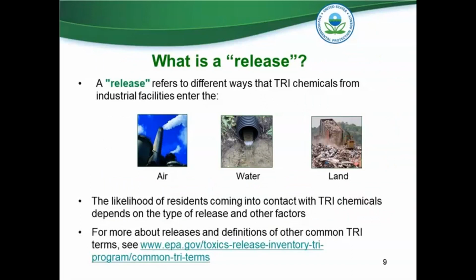So when we say release, we use this word a lot in talking about TRI, of course, and the term release refers to the different ways that TRI chemicals from industrial facilities enter the air, water, and land. And the word release covers a lot of different methods of emissions, discharge, disposal, dumping, releasing, etc., that all result in chemicals being released to these environmental media. The likelihood of any members of the public coming into contact or being affected with these TRI chemical releases depends on the type of release, as well as many other factors, such as the type of chemical, its toxicity, how it is released from the facility.